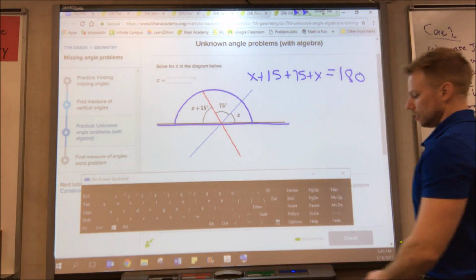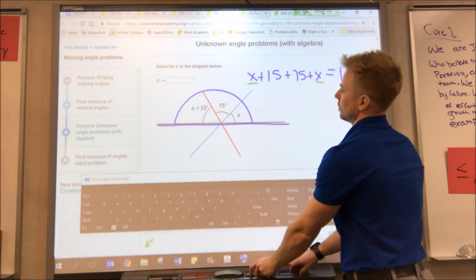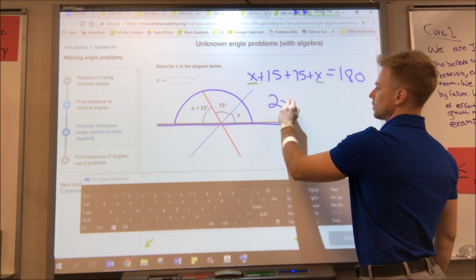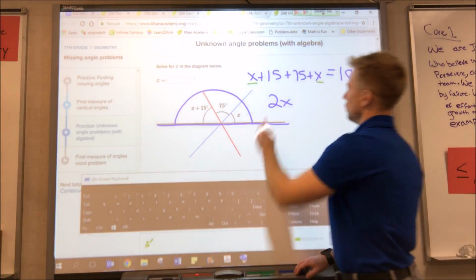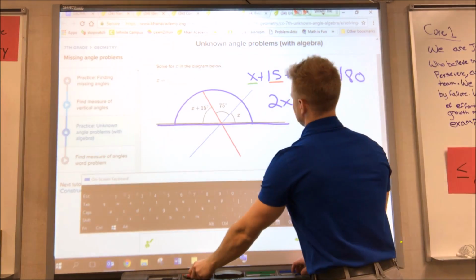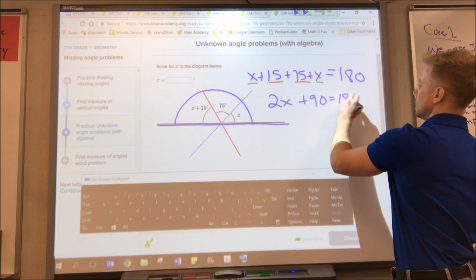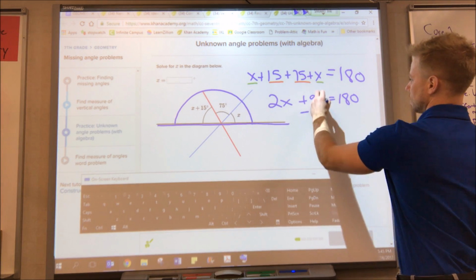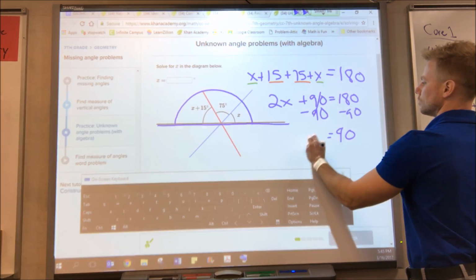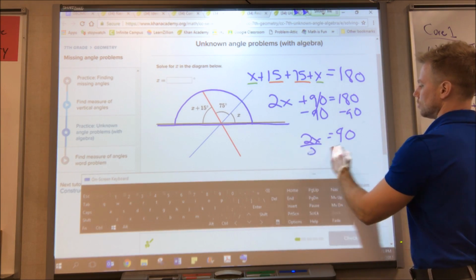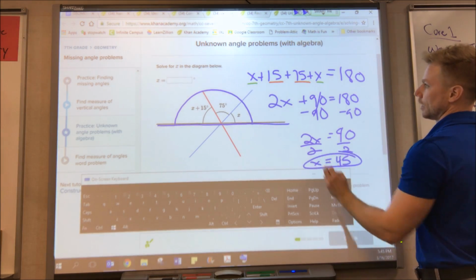Combine like terms. We have an x there and an x there. That makes two x's total. 15 and 75 we can add together. That's going to give us 90 equals 180. Solve for x, get x by itself. We get 90 equal to 2x. Get rid of that 2 by dividing. X equals 45.